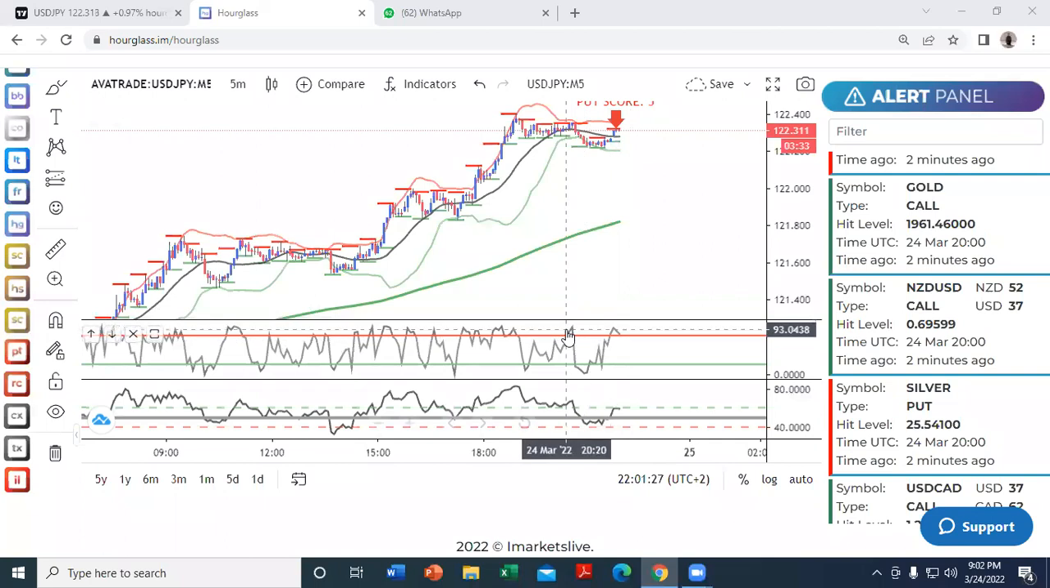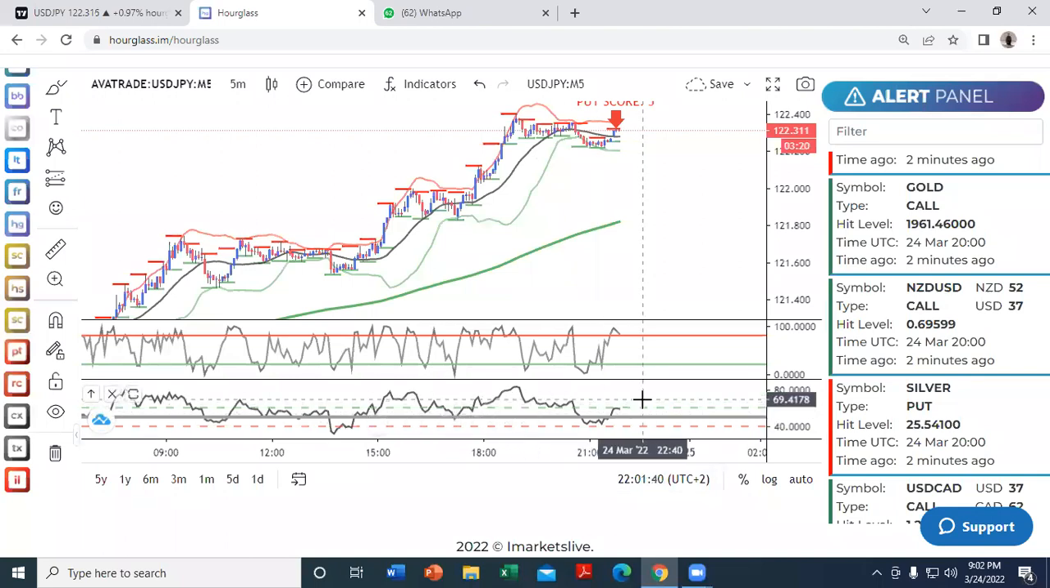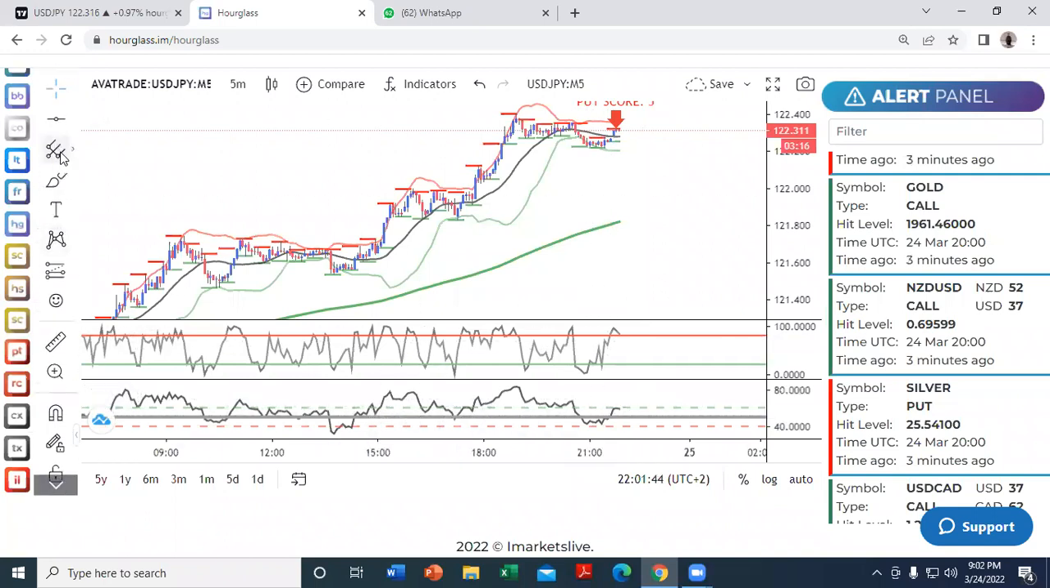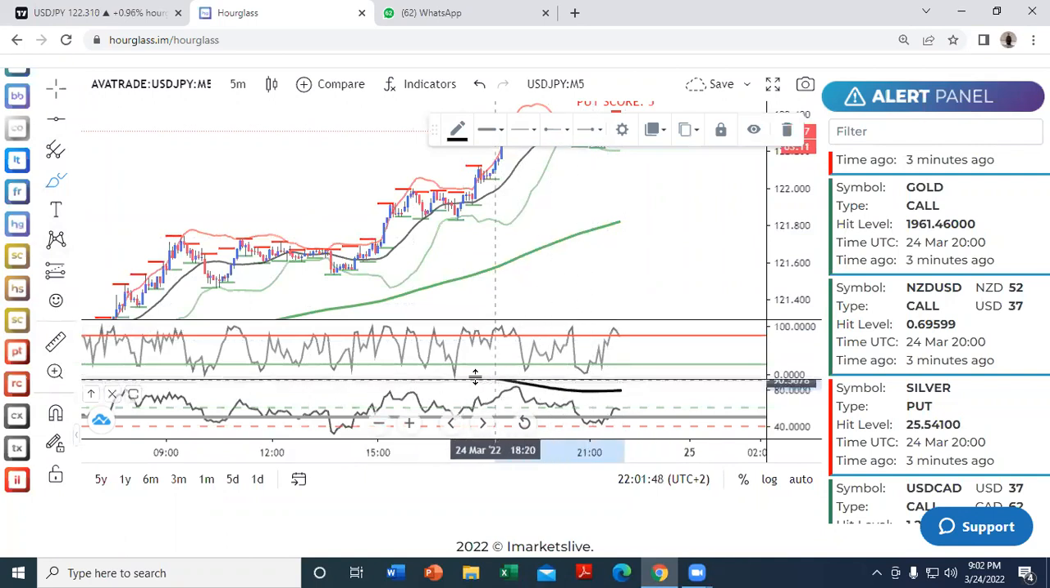It just shows you. Now, this one below is called the RSI. What does the RSI do? The RSI shows you the trend of the market. Now, what you need to notice is when RSI is above 50, like this, it's above the gray line.